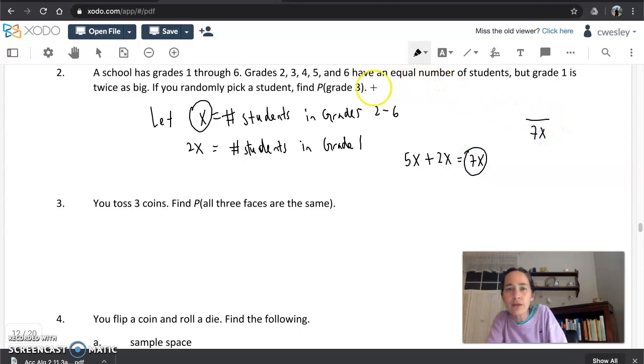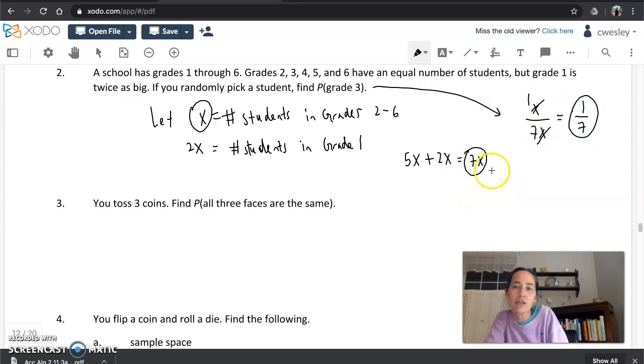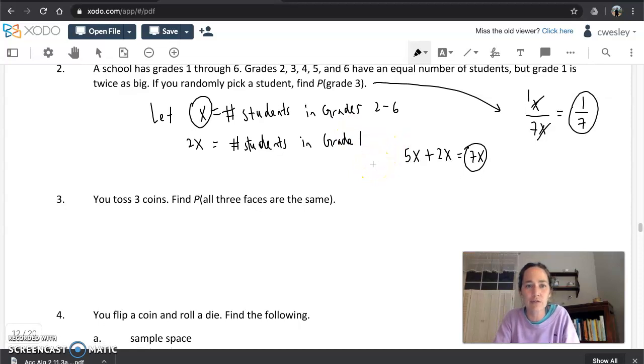That's going to be my denominator. In the numerator, P of grade 3, I want to put the number of students in grade 3, and we called that grade 3 just x, right? So those x's can cancel. We can reduce this, and you have a 1 in 7 chance of picking a grade 3 student. Now, you might be able to do this problem just by looking at it too. You don't really have to create an algebraic expression, but it's another way to think about it, that you're doubling the kids in grade 1.